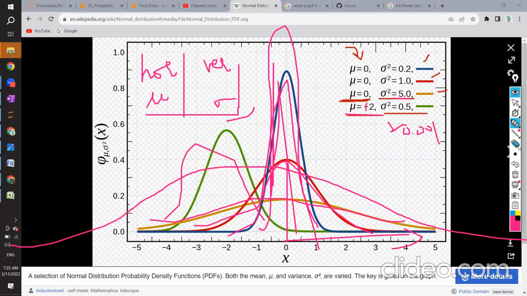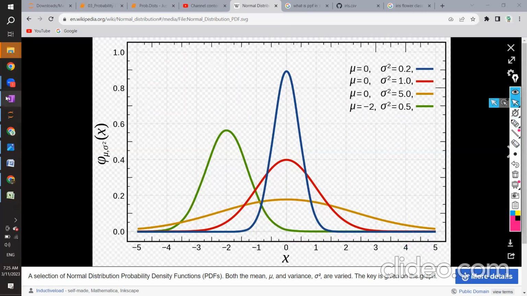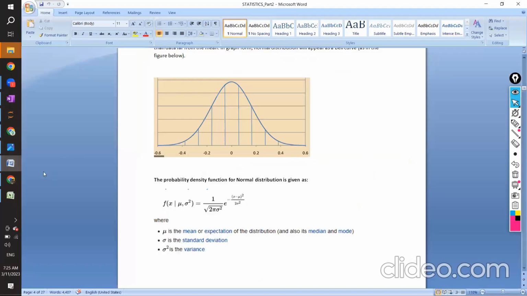Right? So in your mind, you can visualize different combinations of these. But again, I'm saying the bottom line is all of these are normal. As long as these are symmetric around the mean, without any skewness, this is a normal. But inside normal, lots and lots of different combinations are possible with only two values. You don't need anything more, mu and standard deviation. That's it.